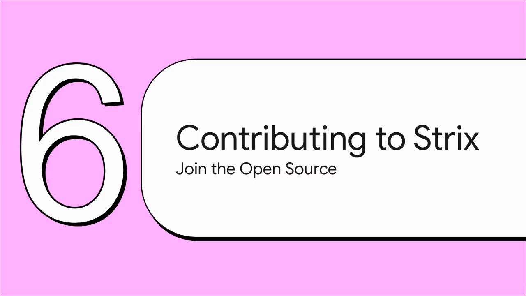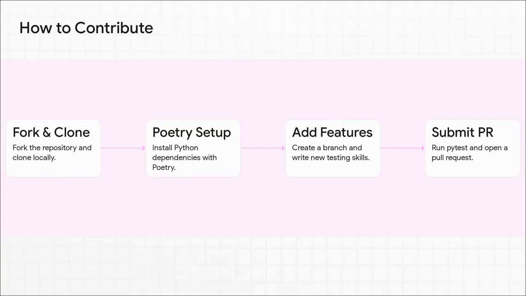Finally, Section 6, Contributing to the project. Because this is a totally open-source project, you can actually build out the safecracker's toolkit yourself. The workflow is exactly what you're used to. Fork and clone the repo, use Poetry to manage the Python environment, write your new feature or testing skill, run your tests, and submit a PR. It's an incredibly welcoming setup to help make the tool better for everyone.